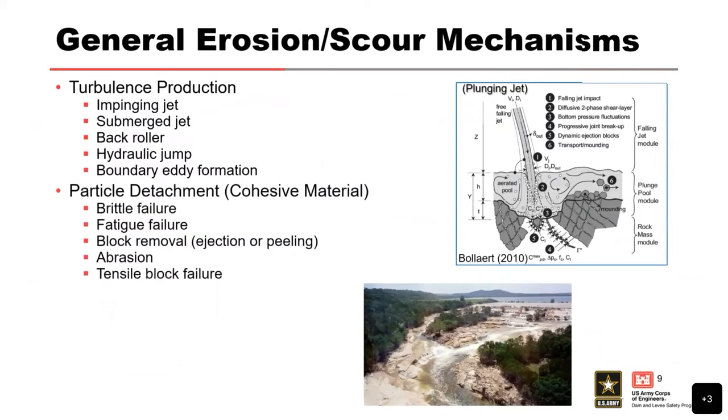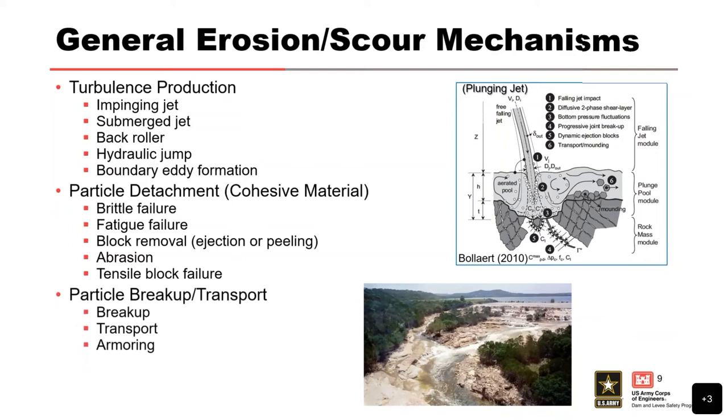So it can be a brittle or fatigue failure. We can have block removal, where we're talking about rock erosion. We can have, you know, blocks of rock being removed. We can have abrasion, where we have one material that's maybe rubbing against another material. You can think of perhaps some ball milling applications or something like that, where you have one material that's just rolling along and abrading against the material under it or over top of it or next to it, and is causing some material removal. Or we can have a tensile block failure.